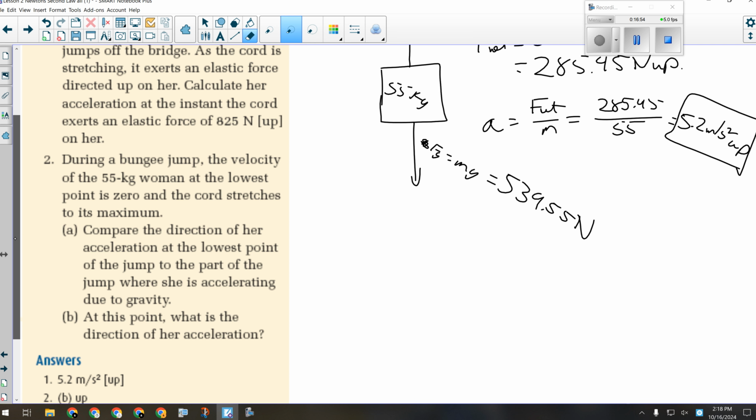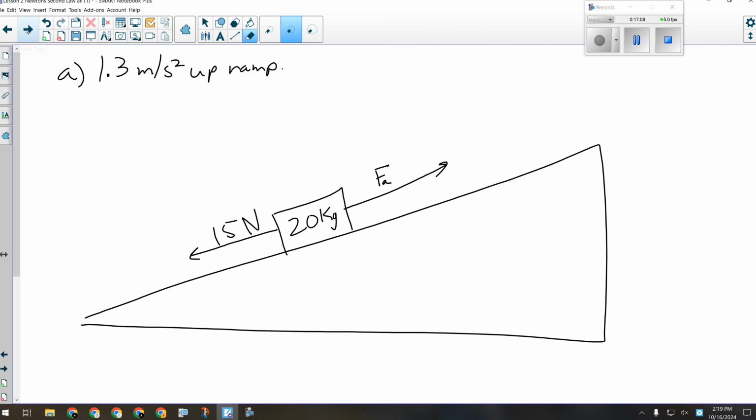Compare the direction of her acceleration at the lowest point of the jump, up, to when she jumps off the bridge, down. Okay? They're in opposite directions. Okay, I want you to draw this example. I'll kind of vocalize it here once you're done drawing it out and writing down that one other piece of information. Then I'm going to tell you what I want you to calculate.